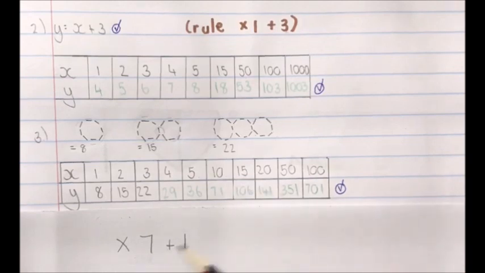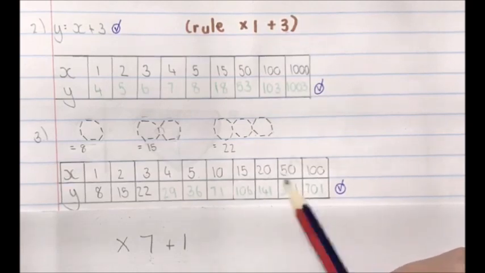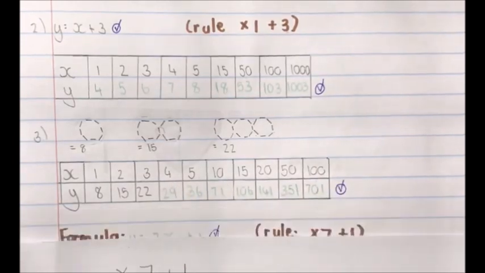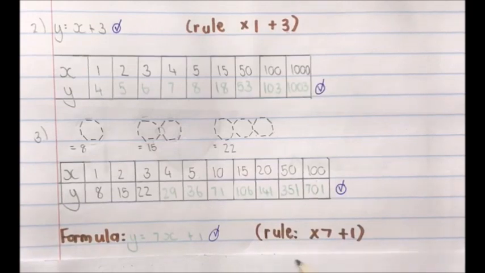20 times 7 is 140, plus 1 gives me 141. 50 times 7 gives me 350, plus 1, 351. And then 100 times 7 gives me 700, plus 1 gives me 701. All these answers from number 4 onwards, I want you to write in color. And then afterwards, if we use the rule times 7 plus 1, the formula will then be y equals 7x plus 1. Please write both of these examples below the table.